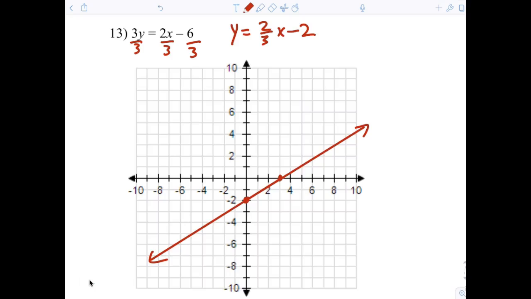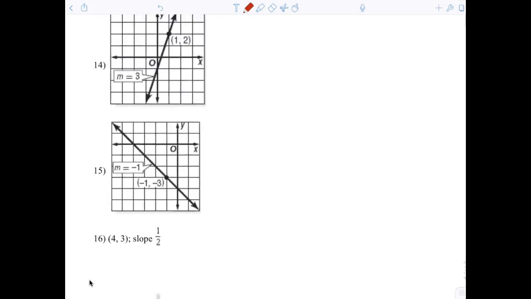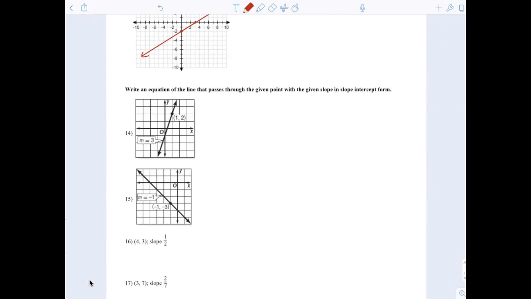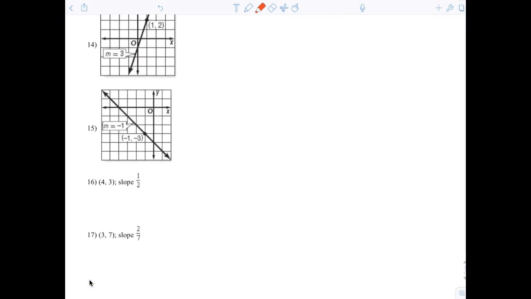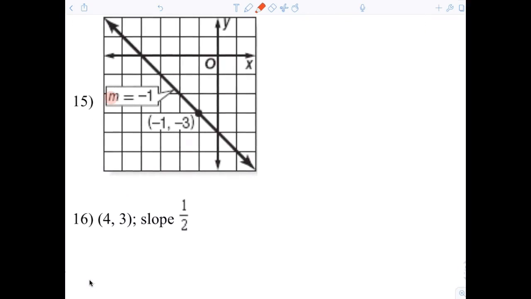All right, let's continue. 15. All right. Now again, it says we're writing in slope-intercept form. So 15 should be pretty easy. And wow, it's really easy because they give us the what this time? They give us the slope. All right, and we can look at the y-intercept. So somebody write that equation for me. Go, Catherine. Y equals -1x minus 3. Exactly. Anybody have any issues?